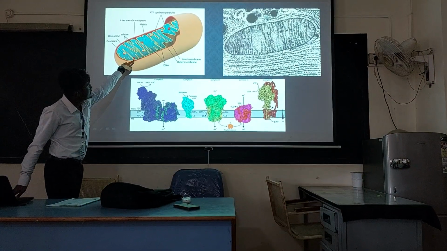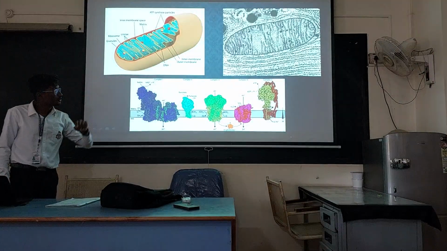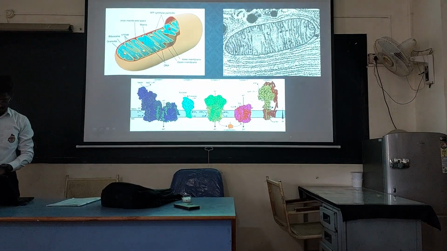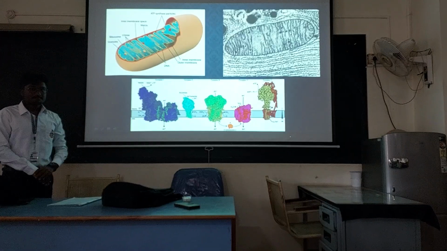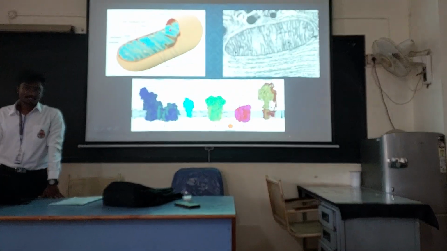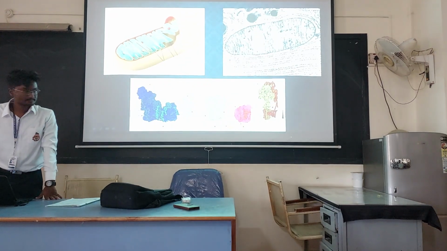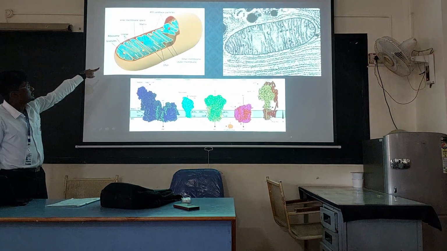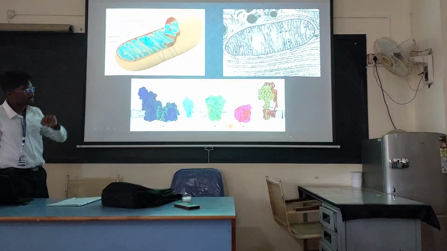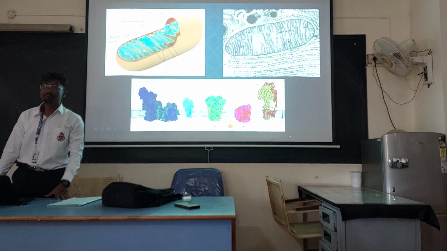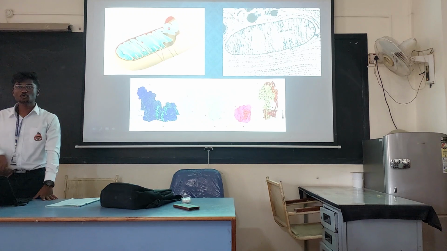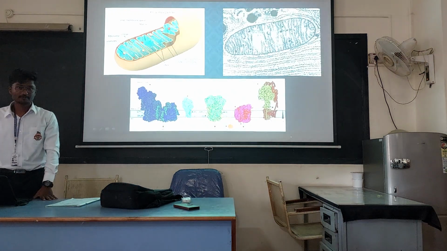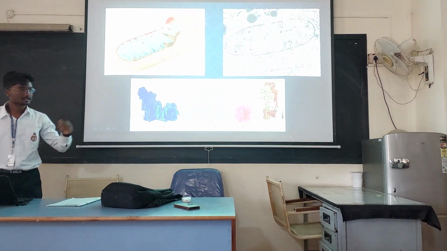The space between the inner membrane and outer membrane is called the intermembrane space, and the intermembrane space also has the protons which help in the synthesis of ATP. Then we'll talk about the outer membrane. The outer membrane is a permeable membrane which has holes in it. Those holes are called porins, which are permeable.